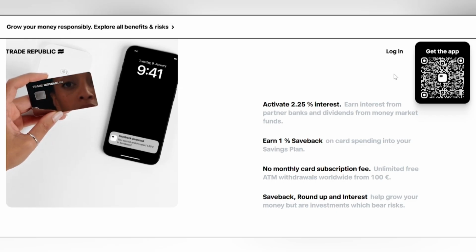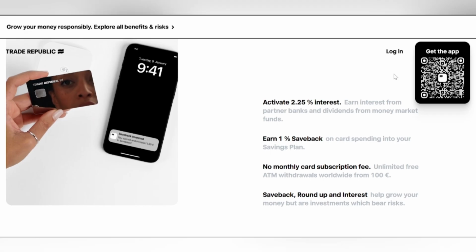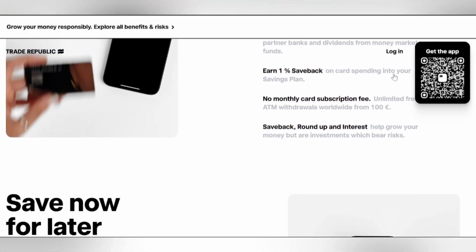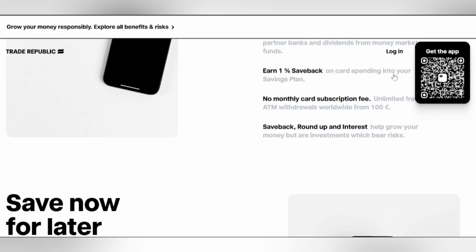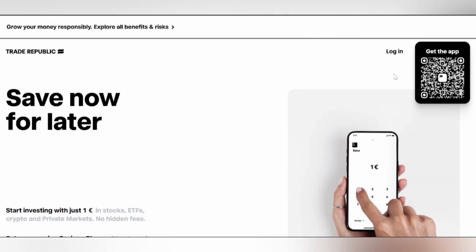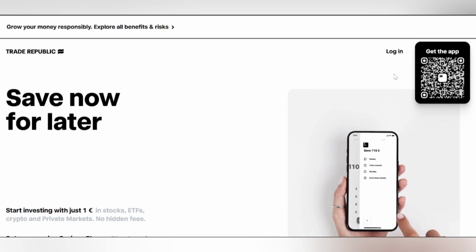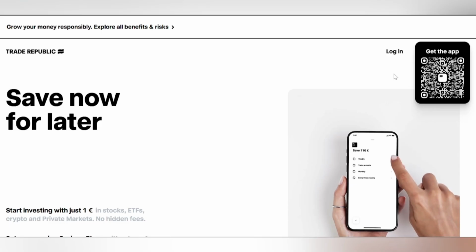Trade Republic is built specifically for investing in stocks, ETFs, bonds, and cryptocurrencies. The app is streamlined and focused, with features like automated savings plans and fractional shares starting from €1. It offers interest on uninvested cash and a Visa card with a 1% saveback feature that returns cash into your investment plan. The app is deliberately stripped down to minimize distractions and make long-term investing simple.